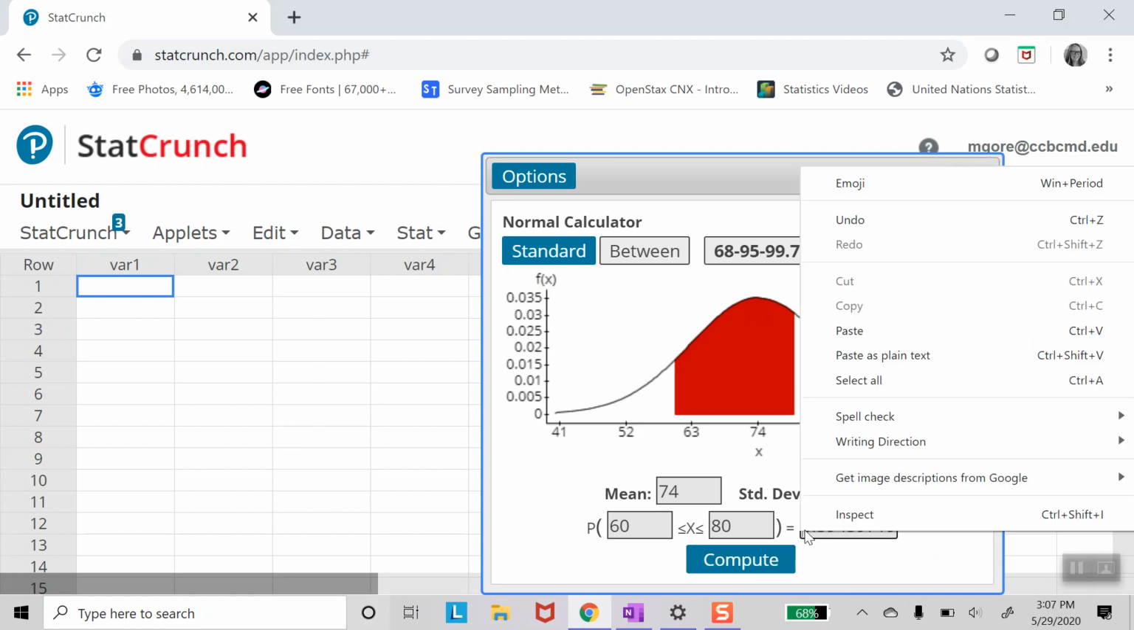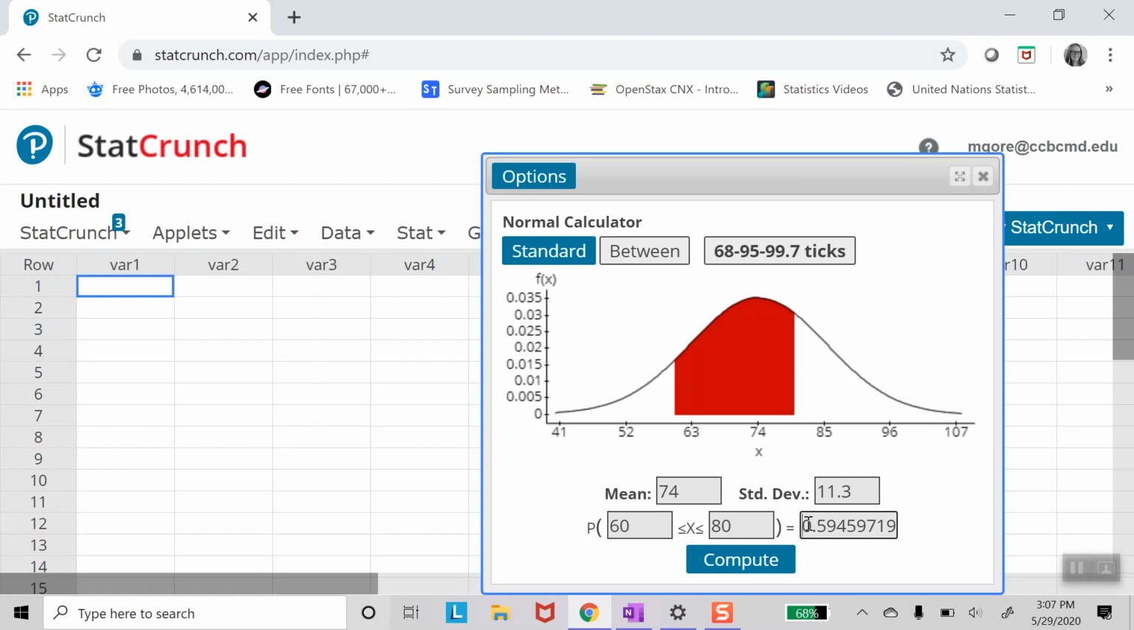Technology is a powerful thing, but you got to know how to work it and understand what it's doing. So if I go out to 3 decimal places here, there. There's my probability, 0.594 with the 5 of the neighbor. So I'm going to round up to 0.595. This is the probability. So it's giving me, again, the shaded region there. It's about 60% of the curve is being covered there.